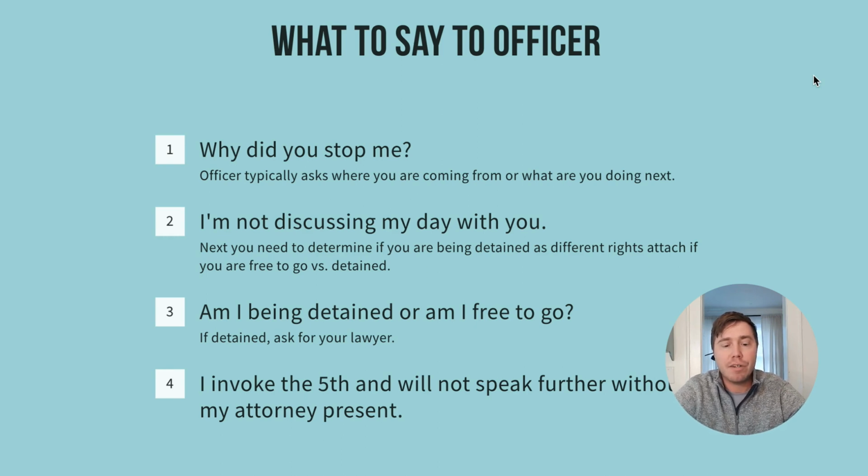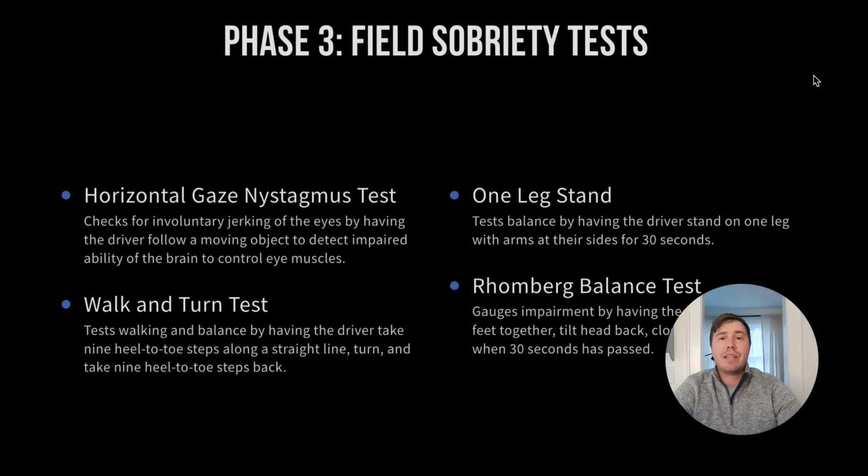And then if they want to talk to you further, you should invoke the Fifth and not speak further to the officer without your attorney present. Ultimately, that's phase 2. Next is phase 3, which are field sobriety tests. And there's 4 main tests used in Indiana. There's the horizontal gaze, the one-leg stand, the walk and turn, and the Romberg balance test.